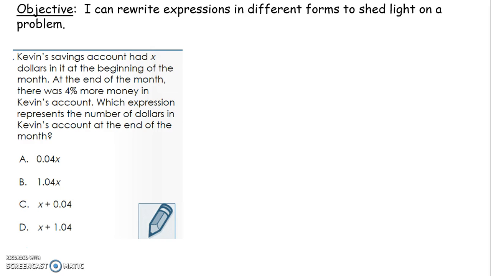Let's jump right in. Kevin's savings account had X dollars at the beginning of the month. At the end of the month, there was 4% more money in Kevin's account. Which expression represents the number of dollars in Kevin's account at the end of the month? Well, as soon as I hear they're talking about 4% more money in Kevin's account, I'm like, this must be a percent increase problem.